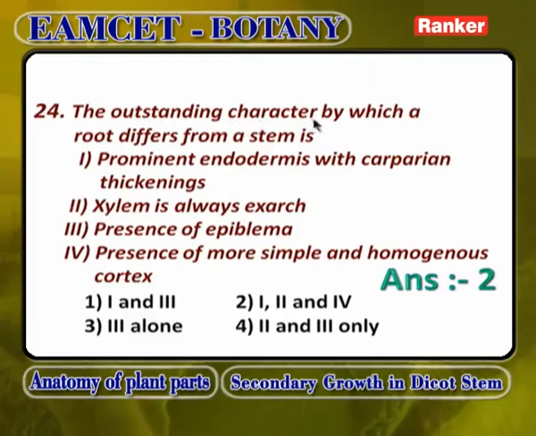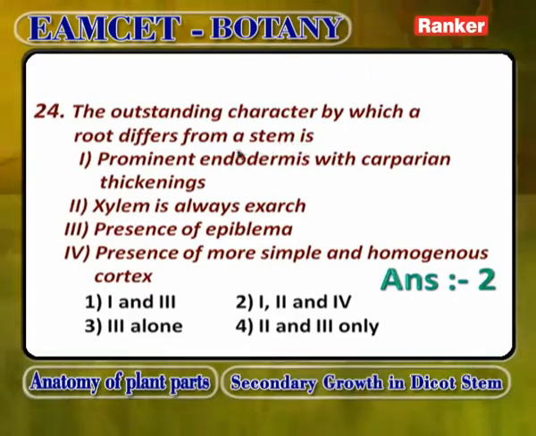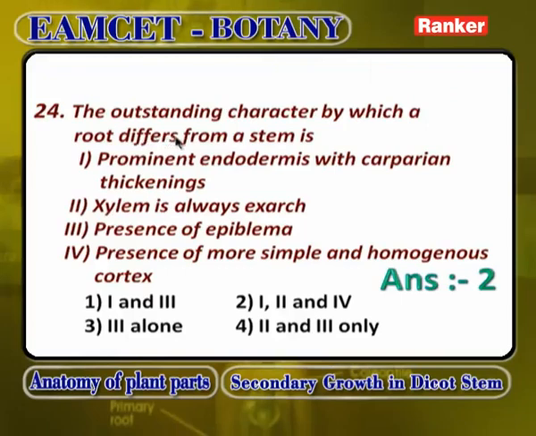The outstanding character by which a root differs from a stem. That means how a root differs from a stem in its anatomical features. By seeing anatomy, how can you differentiate between root and stem? Prominent endodermis with Casparian thickenings is correct. Xylem is always exarch is correct, because in stem it is endarch, in root it is exarch. Presence of epiblema cannot be a difference between dicot root and stem. Presence of simple and homogeneous cortex is correct.